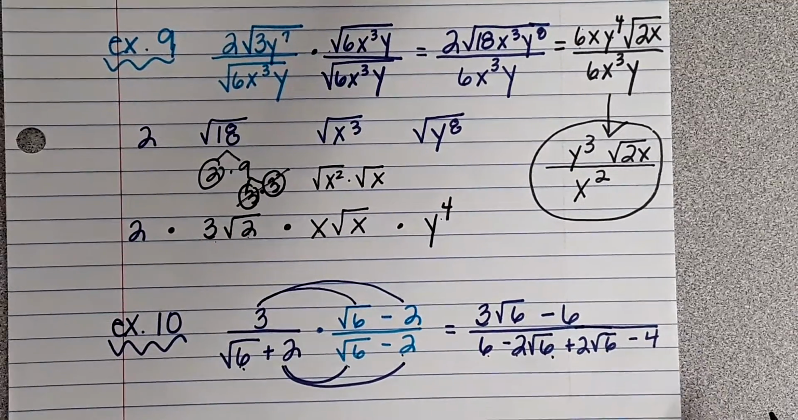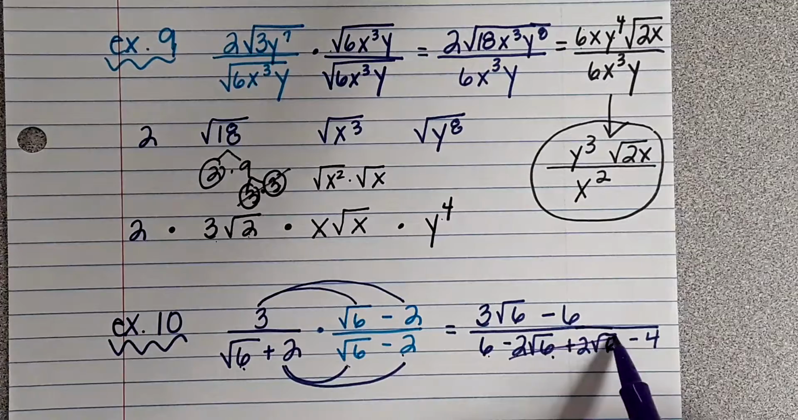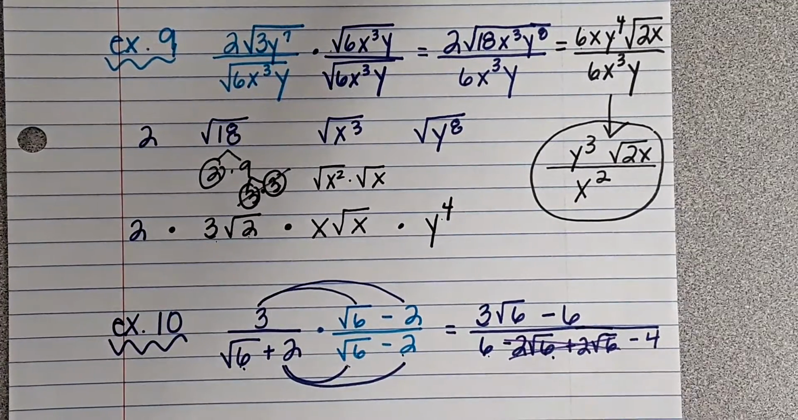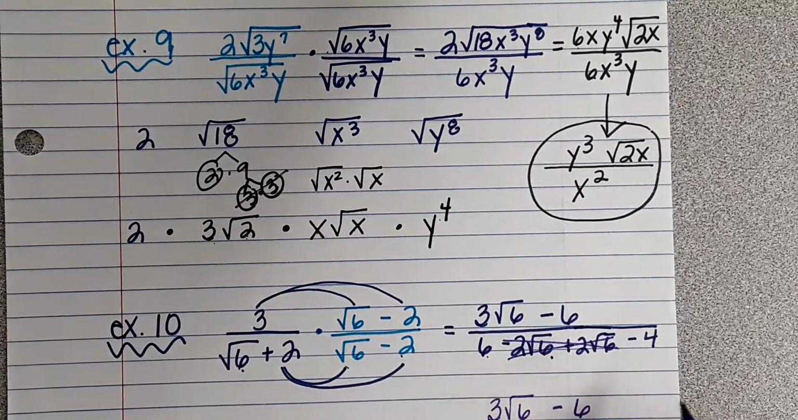What do you notice? The top is okay. What do we notice about the denominator? These are opposite, right? So we can cancel those out. So then I'm left with 3 square roots of 6 minus 6. What is 6 minus 4? 2.